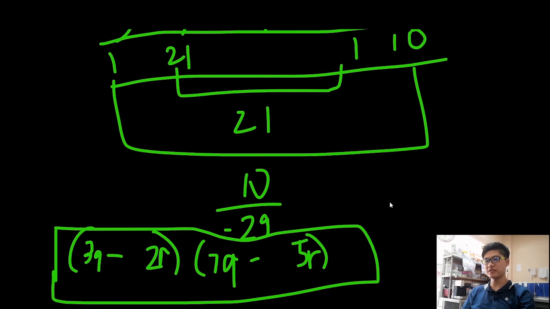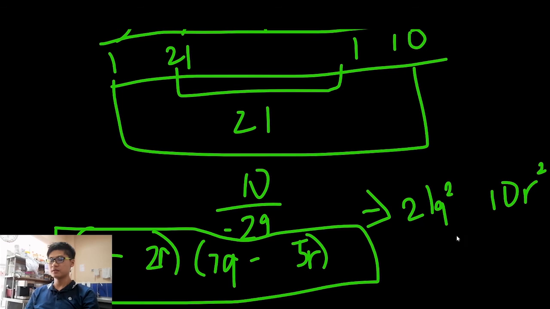So once you test the factors, it's going to be like 2 times 5, which is equal to 10. And then 3q times 7q, which is 21q squared. And then negative 2 times 7 is equal to 14. 3q times negative 5, which is negative 15. And there you go. You're going to get the answer of negative 29qr. So that's it.